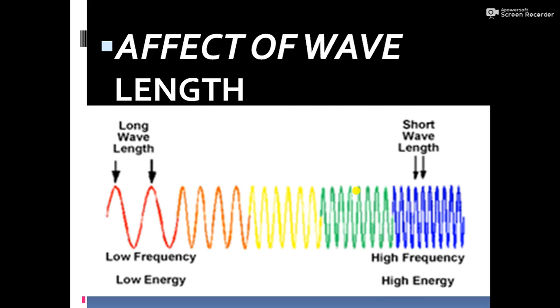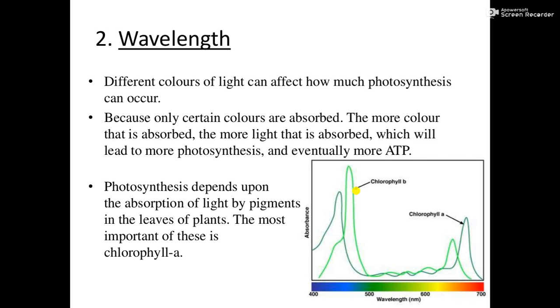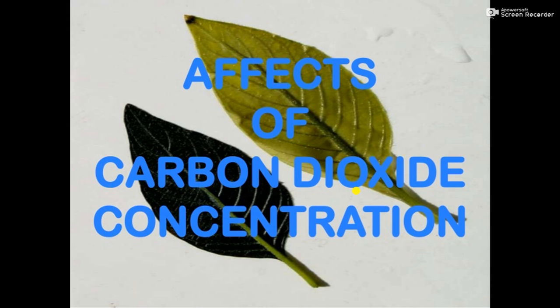Now, the effects of wavelength. We know different colors of light can affect how much photosynthesis can occur because only certain colors are absorbed. The more color that is absorbed, the more light that is absorbed, which will lead to more photosynthesis and eventually more ATP and more glucose. Photosynthesis depends upon the absorption of light by pigments in the leaves of plants. The most important of these is chlorophyll A.